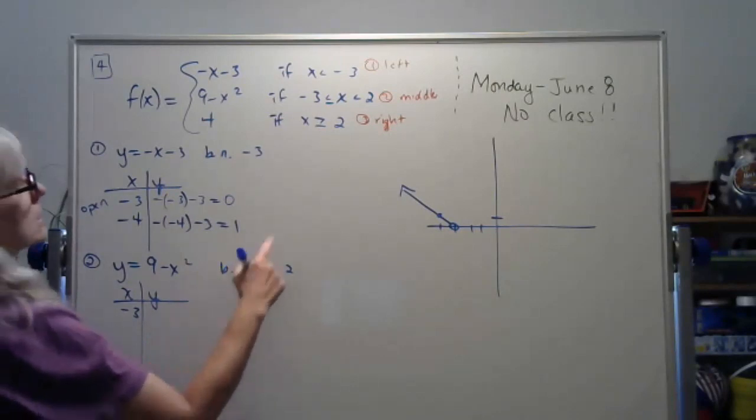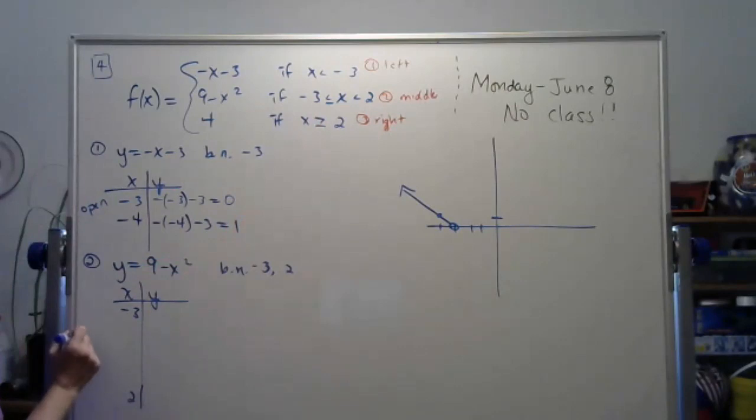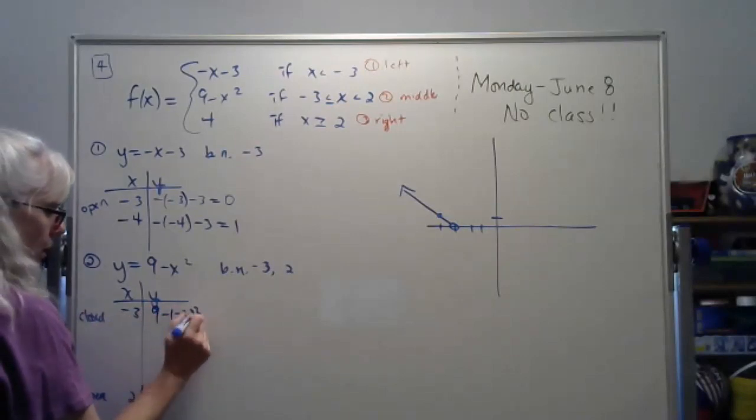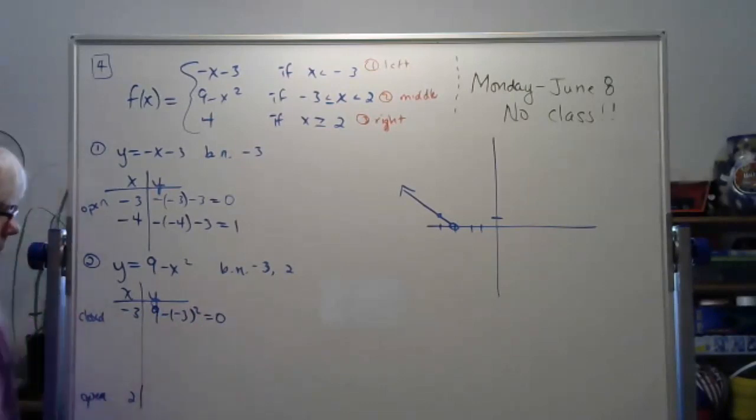What about the negative 3? Is it going to be open or closed? So I go back to that inequality. We know the negative 3 is going to be closed. And 2? Open. Yep. Okay, so if we plug in a negative 3, that would be 9 minus a negative 3 squared. Negative 3 squared is a positive 9. 9 minus 9 is 0.